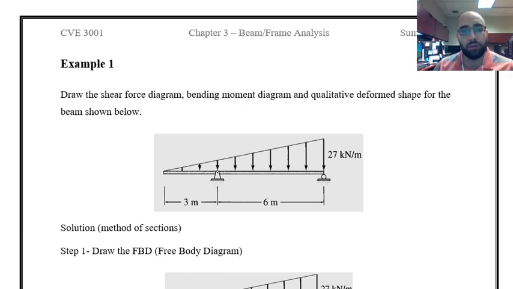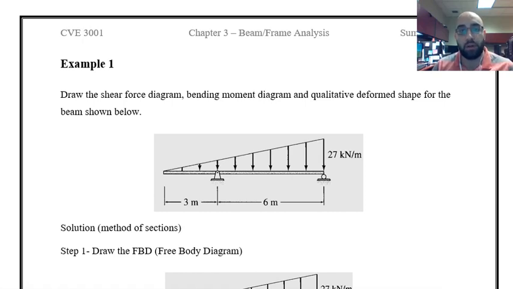Today we are going to continue the chapter about analyzing beams and drawing beam shear force and bending moment diagrams. As you remember from the previous chapters, we considered two methods for drawing the shear force distribution and bending moment distribution along the length of the beam.